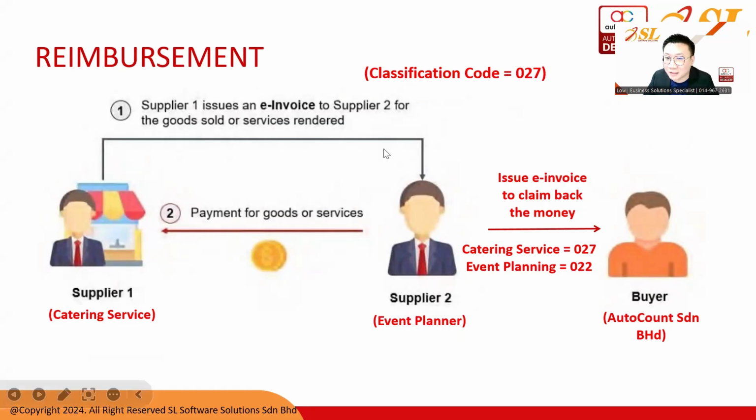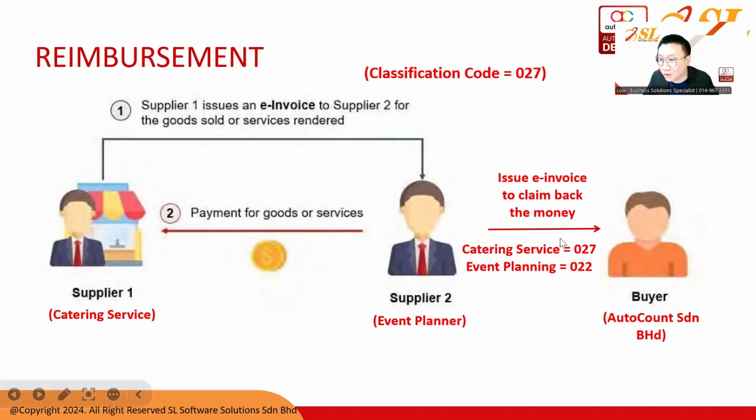For reimbursement, this is a very good example. Let's say A company has an annual dinner event, Chinese New Year annual dinner. So it asks an event planner to deal with the hotel, catering service, florist, and so on. The hotel will issue an invoice to the event planner, the catering service will issue to the event planner, and the florist will bill the event planner. So the event planner will collect all these invoices and documents. After they collect all these documents, actually they're not doing anything, so they will charge back A company.